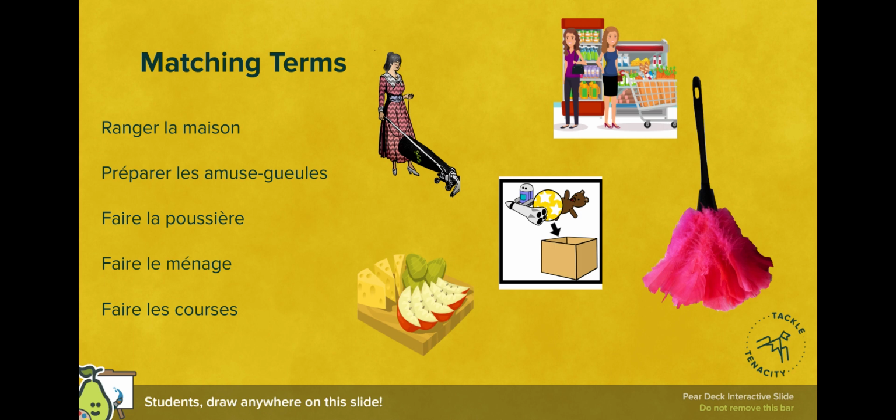All right, so that first one, ranger la maison, we should have picked the one where all of those items are going inside the box, so to tidy up the house. And then we have préparer les amuse-gueules, which is to prepare the snacks. So we've got a tray of snacks down in the bottom. Faire la poussière is to dust, which is that little feather duster on the right-hand side. Faire le ménage, to do the housework, which is our lady vacuuming in the top left. And then our last one, faire les courses, is to go grocery shopping on the top right.